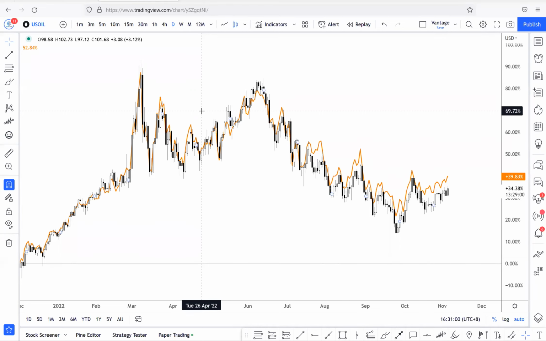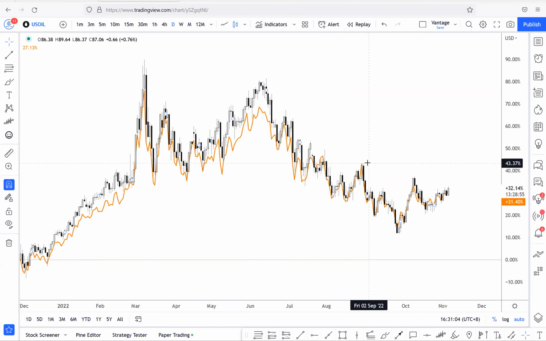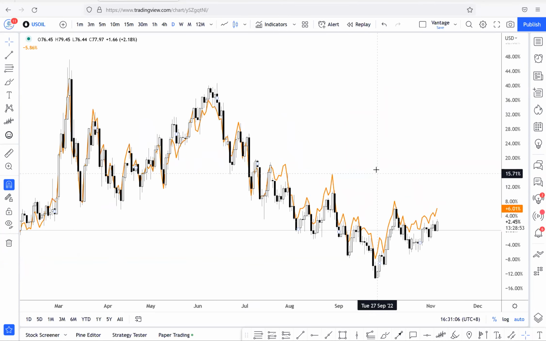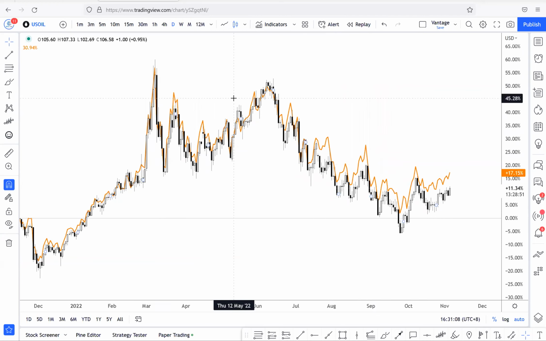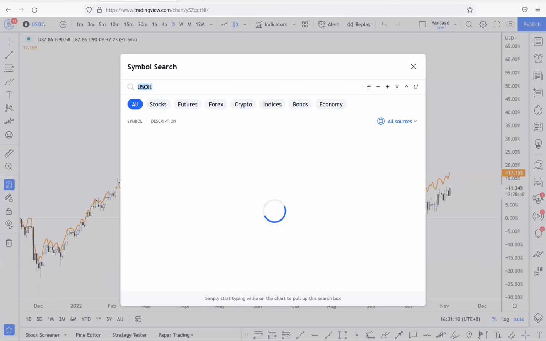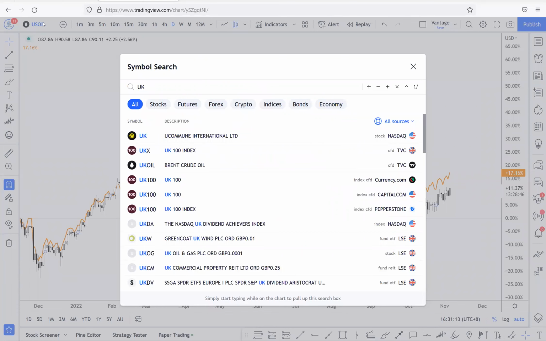If you take a look at technicals, I've overlaid the chart on US oil and UK oil. You can see that they pretty much move in the same direction. So let's take a look, sorry, at UK oil. Let's take a look at the levels on UK oil.